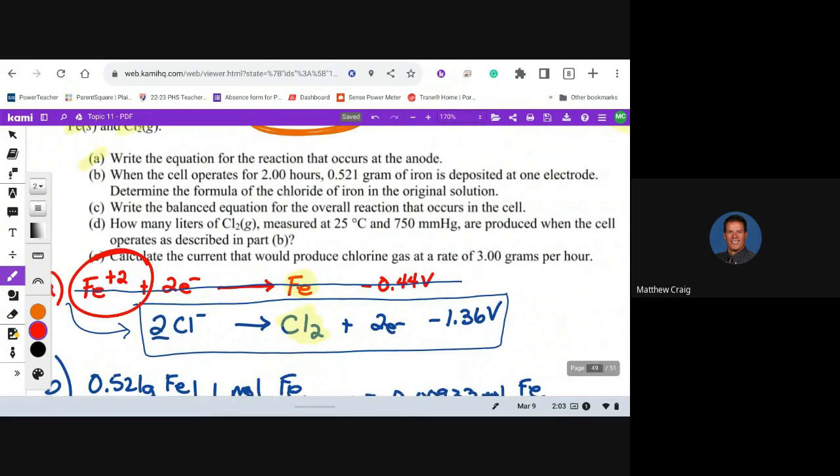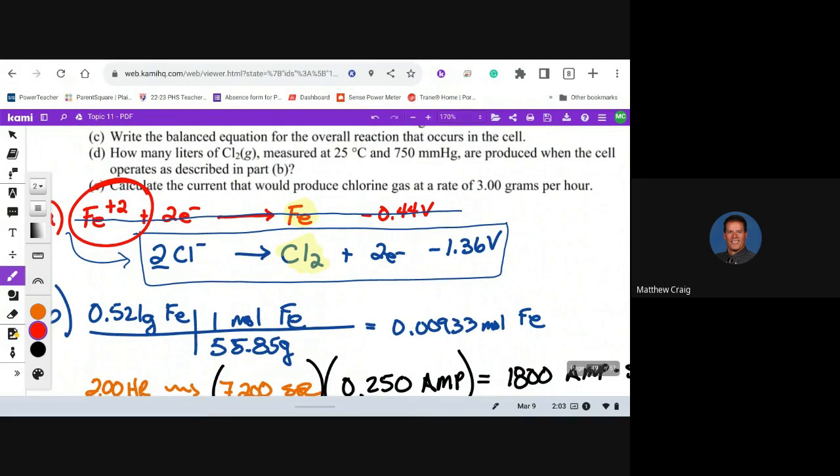All right, C says, write the balanced equation for the overall reaction that occurs in the cell. Well, by golly, we have all the makings right up here.